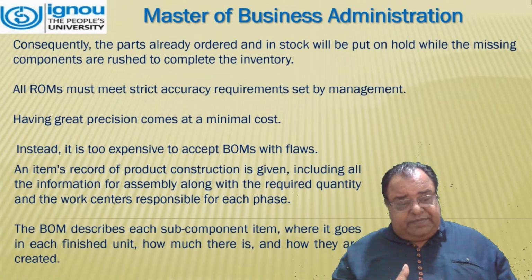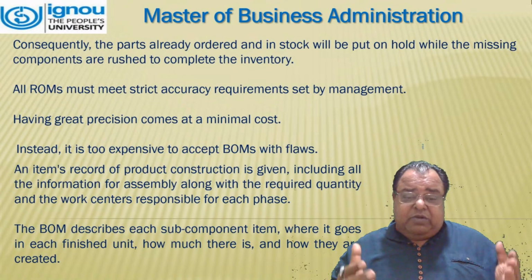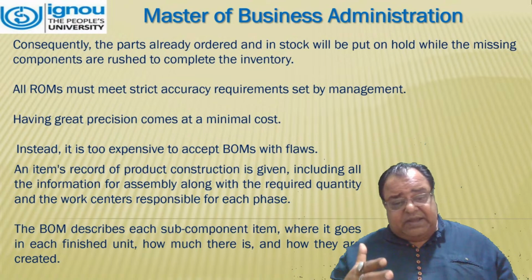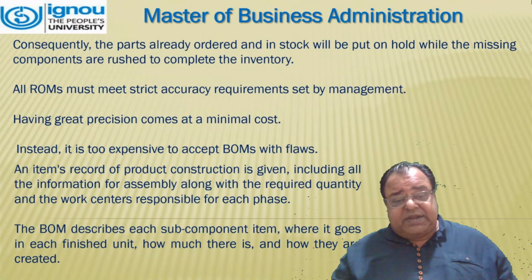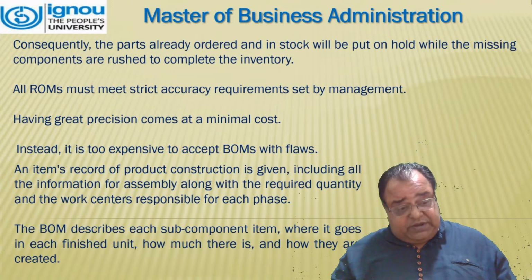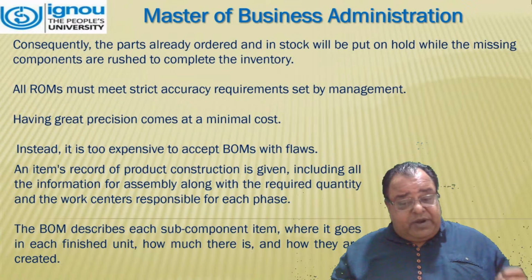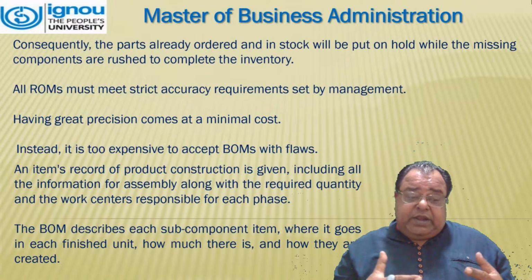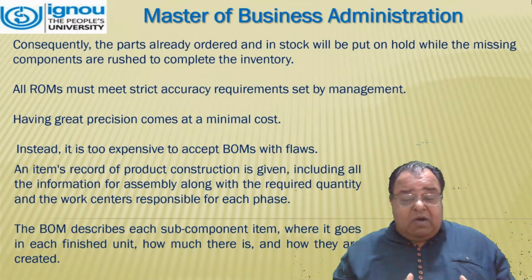All items' records of product construction are given, including all the information for assembly, along with the required quantity and the work centers responsible for each phase. The BOM describes each subcomponent item, where it goes in each finished unit, how much there is, and how they are created.